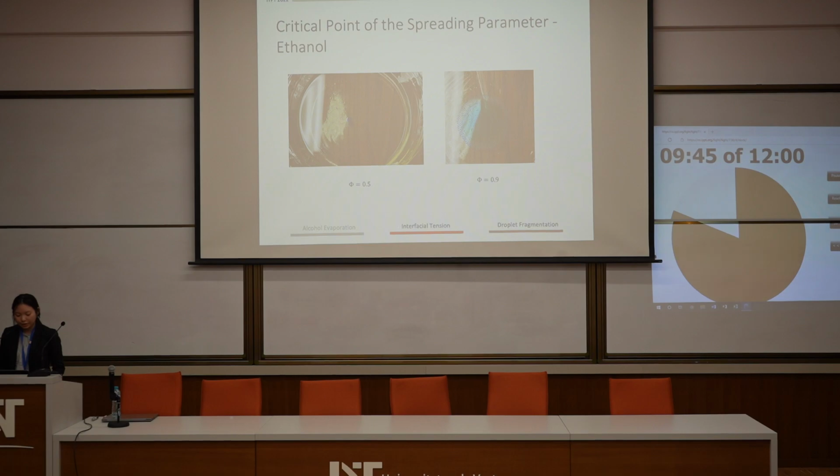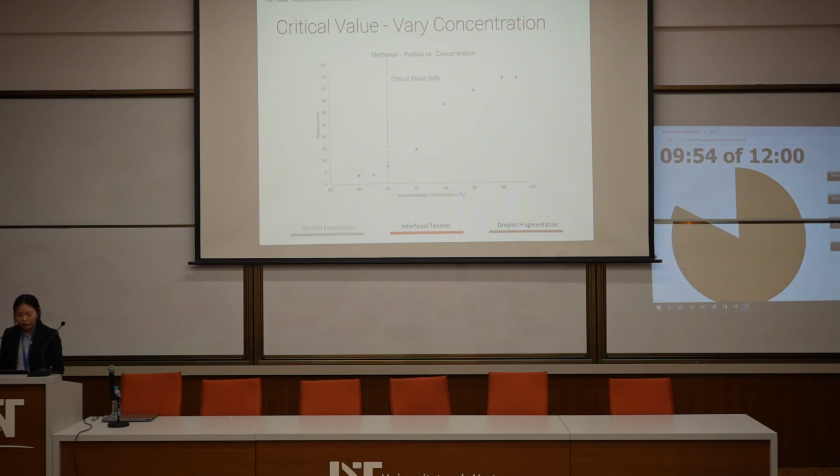We then consider the critical point of the spreading parameter. In this case, we use ethanol as an example. We see that 50% does not spread, while 90% does spread. To further investigate the critical value, we investigated all the concentrations tested for methanol, and we eventually found that the critical value for the methanol droplet to expand is 90%.